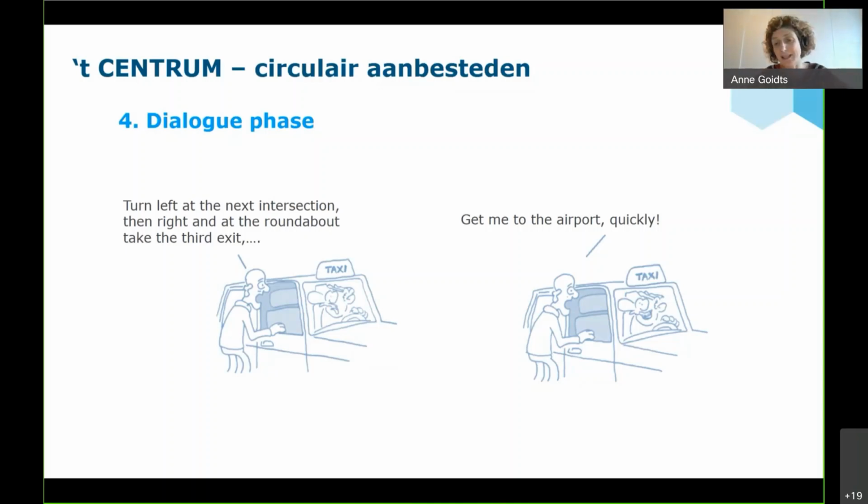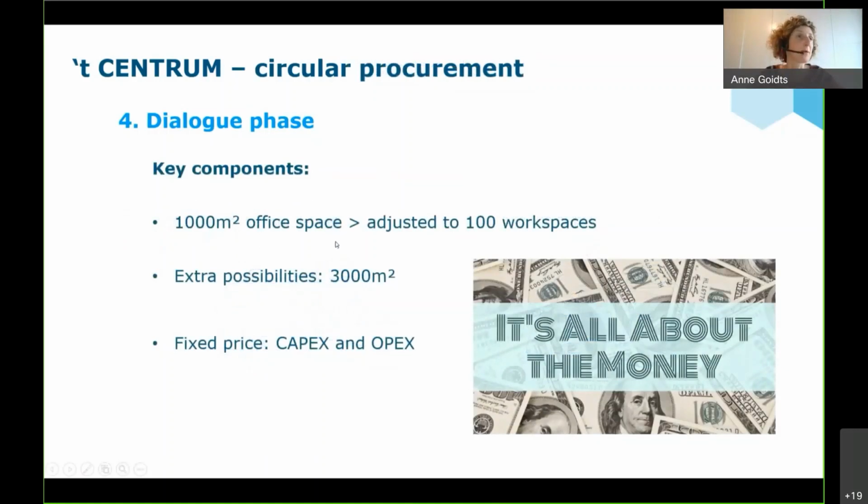First, to make it more clear for them what we need, and on the other hand also to make what we asked also very realistic, because we changed it during the process. We changed our specifications during those dialogue phases, just to make sure that they really can make it, and that made this very interesting. So what we asked was 1,000 square meters of office space.